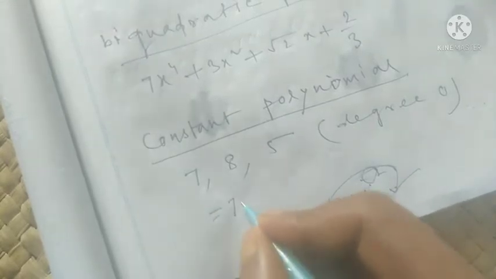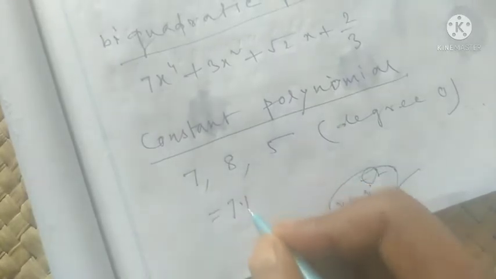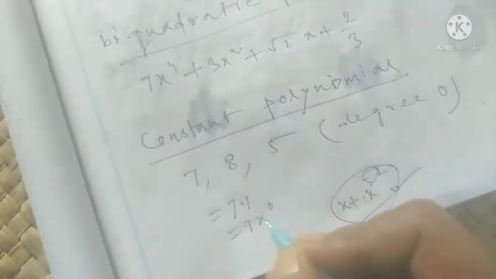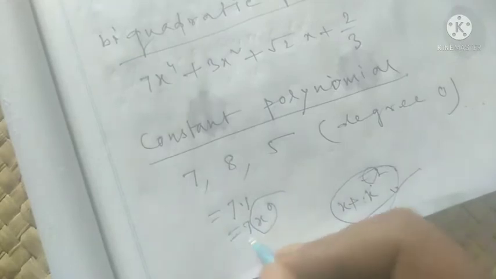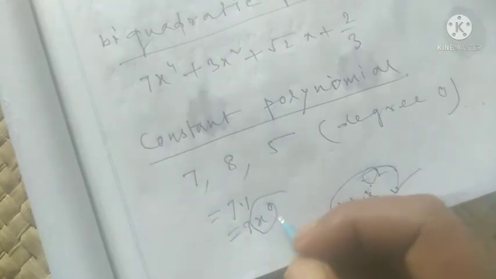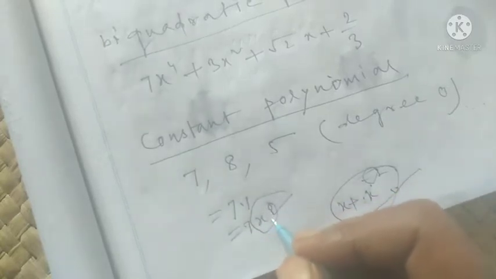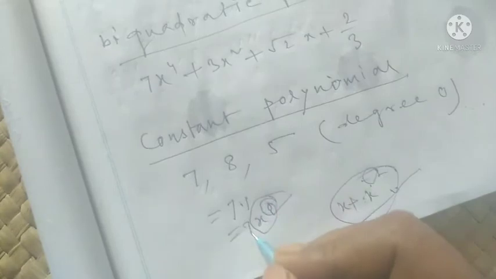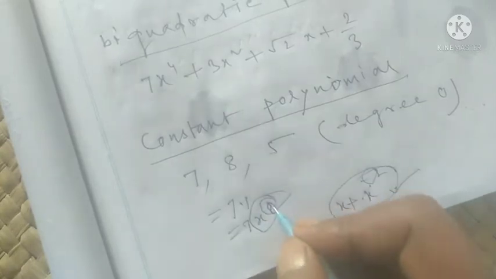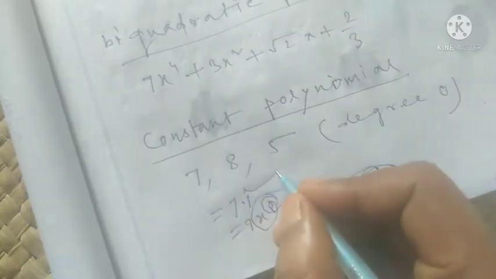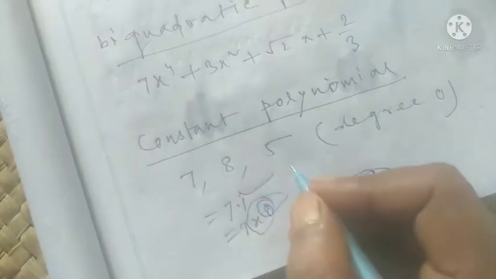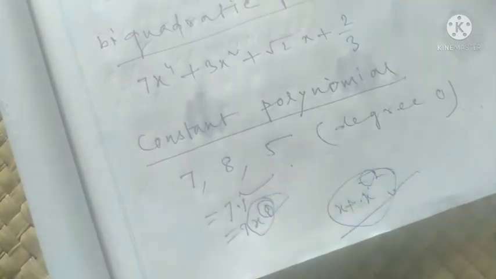So there is 7 only, and you can write 7 as 7 times x to the power 0, because any variable with power 0 has the value 1. So 7x to the power 0, the power is 0, so its degree is 0. That's why it is a 0 degree polynomial. So this is a constant polynomial.